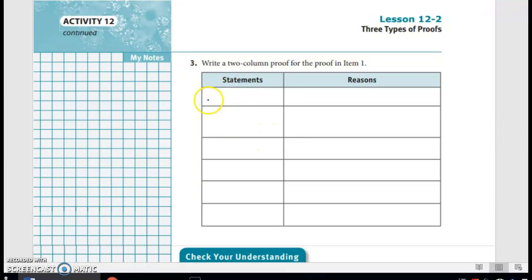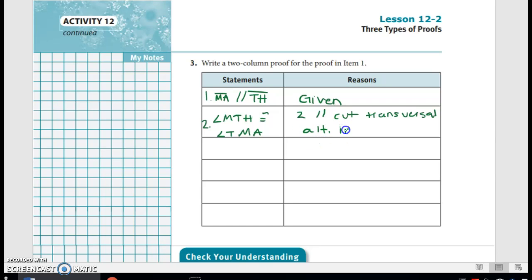Alright, so hopefully you've tried that. Our first statement is always going to be our given. We'll go through it together. So segment MA is parallel to segment TH, and the reason is given. Again, just like in our flowchart, we use this information to be able to say that angle MTH is congruent to angle TMA. And how do we know that? Because if two parallel lines are cut by a transversal, the alternate interior angles are congruent.